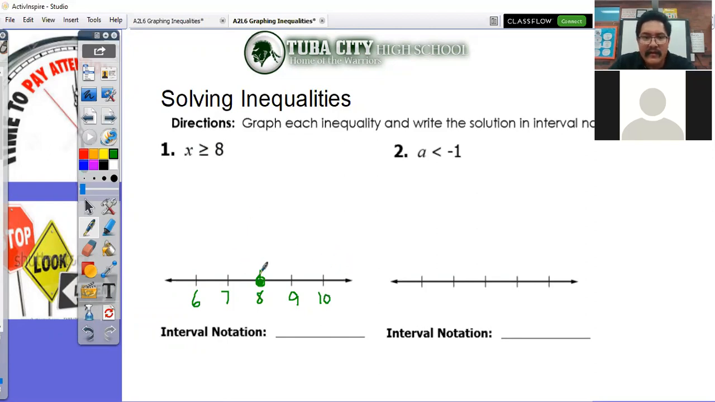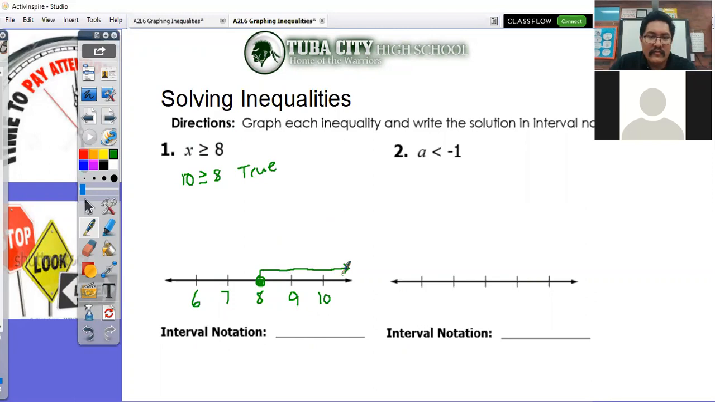Okay, so again, I'm looking for numbers greater than 8. So this means that I must be going this way. And that's probably one way, but the other way is to check it. Check it, or you can just use this way to find out which way to go. So in this case, again, x is greater than or equal to 8. So if I put 10 in there, 10 is greater than or equal to 8. And that's true. This is a true statement.